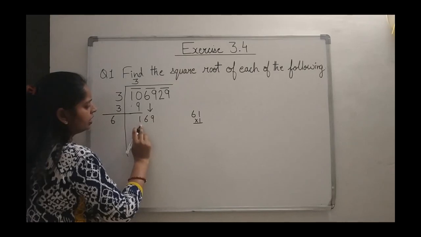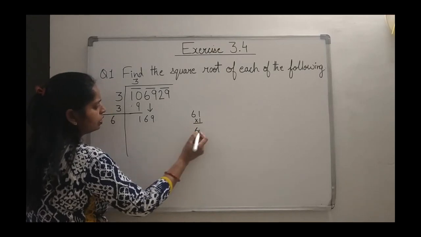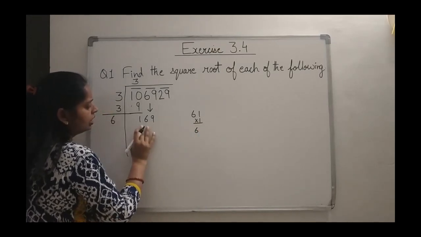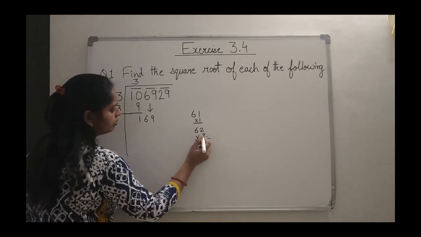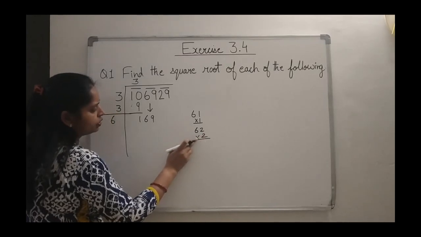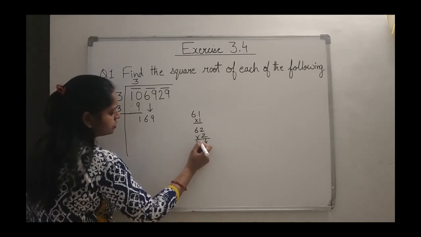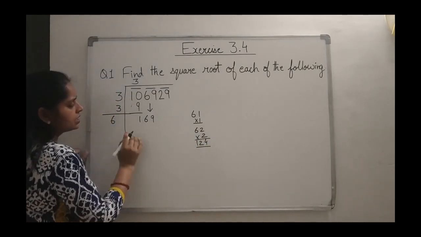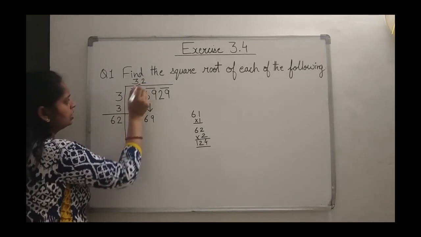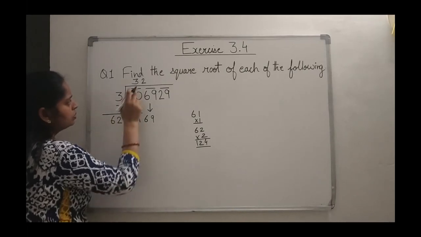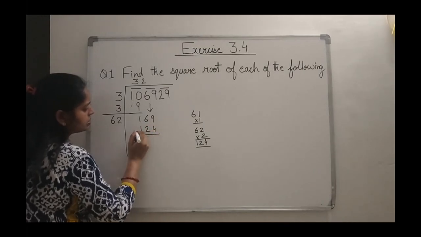But the number we have is 169, so it is greater. So what can we do? If we go for 63, 63 3s is 189, it will be greater than 169. So 62 2s. Whatever number entry we make here, we have to multiply by the same digit. 2 2s are 4 and 6 2s is 12, 124, which is less than this. So 62 into 2 is 124. Now we will do the subtraction.